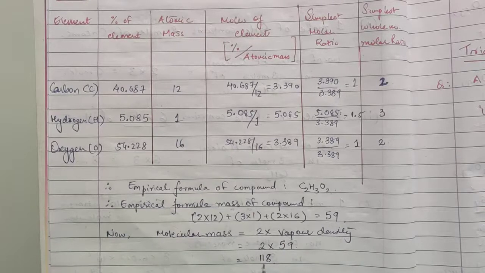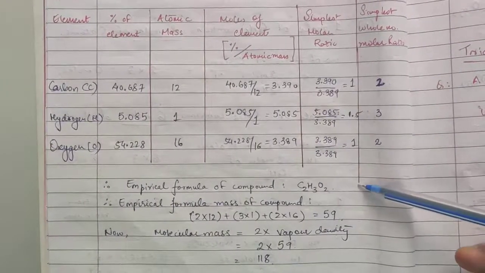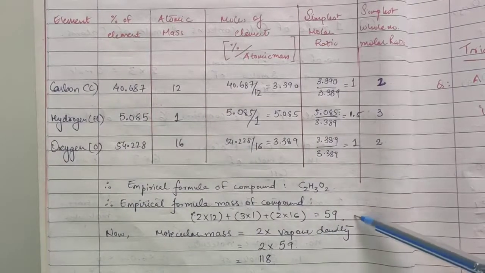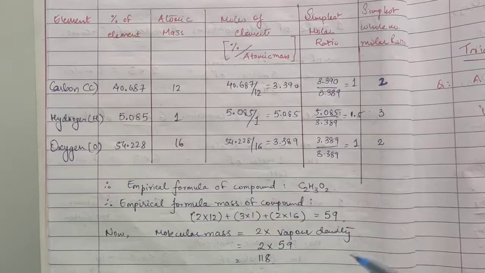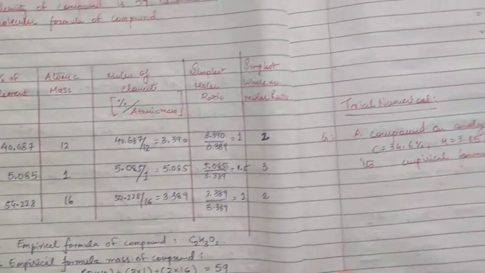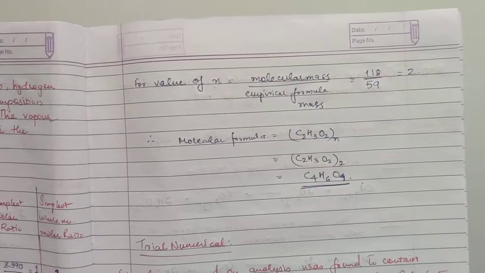That is 118. So till now what we have done, students, from the table I have got the simplest whole number ratio. Then I have got the empirical formula on the basis of it. Then I have got the empirical formula mass of the compound. And by using the vapor density information, I have got the molecular mass. Okay, now comes the important step.